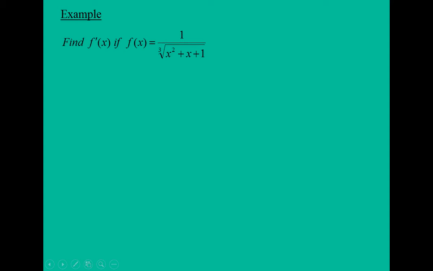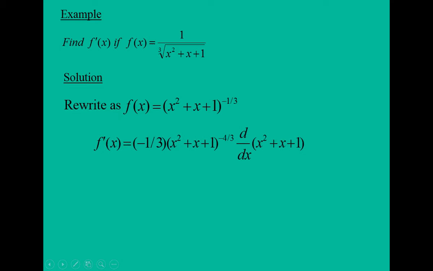How could we use the power rule on something that looks like this? The power rule combined with the chain rule. I think if we rewrite this one first as a negative exponent, then we could apply the power rule, bring down the negative 1/3, and then subtract 1, which would be a power of negative 4/3, times the derivative of the inside function.